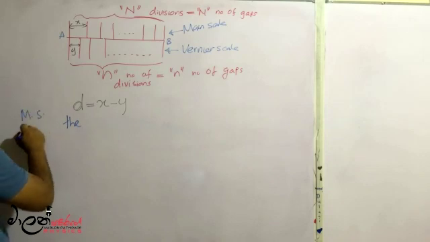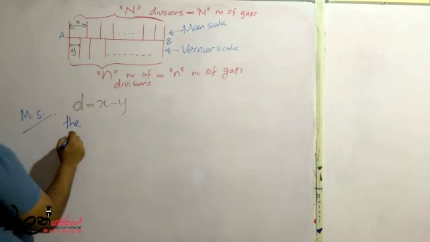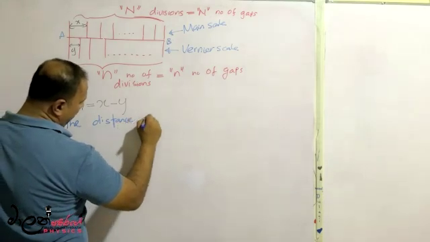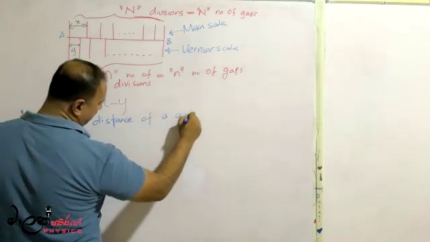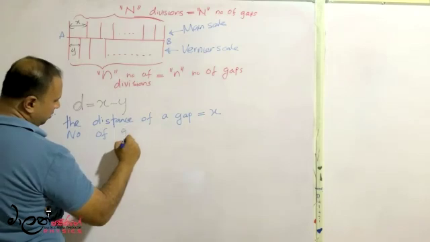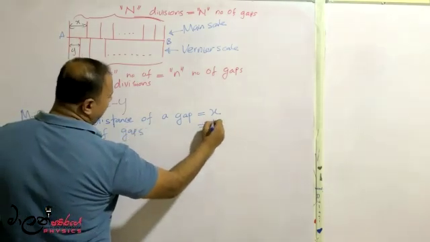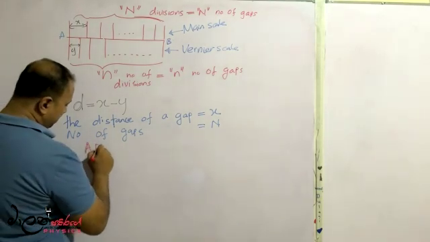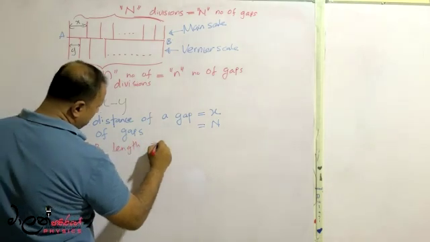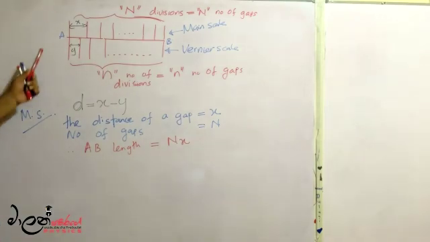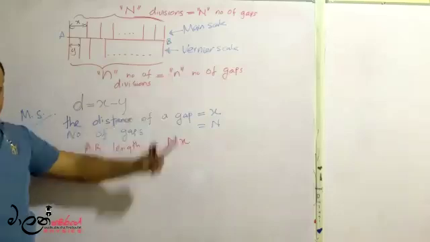In the main scale calculation, the distance of a gap is equal to x, and the number of gaps is equal to capital N. Distance of one gap is x, the number of gaps is capital N. Therefore, AB length is equal to capital Nx.